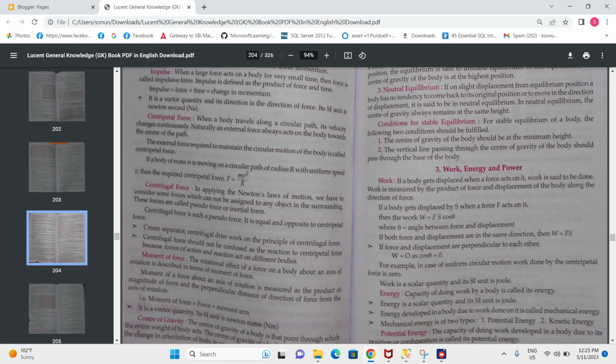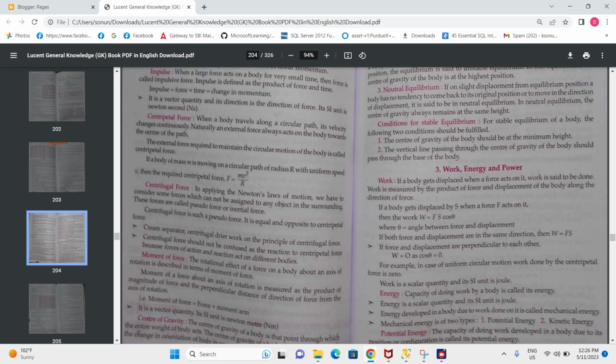When a body travels along a circular path, its velocity changes continuously. Naturally, an external force always acts on the body toward the center of the path, which we call centripetal force. The question may be asked like, when a body is moving on a circular path, which force acts toward the center of the circular path? Centripetal force. The formula is F equals mv square by r.